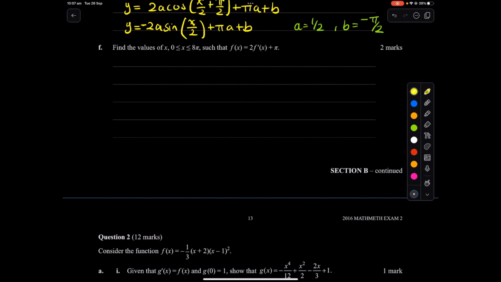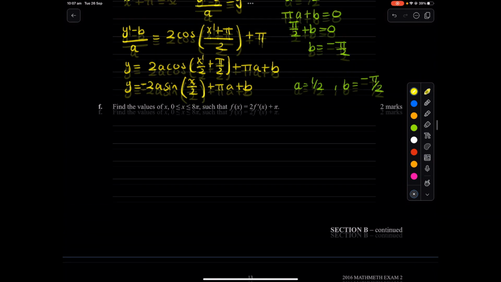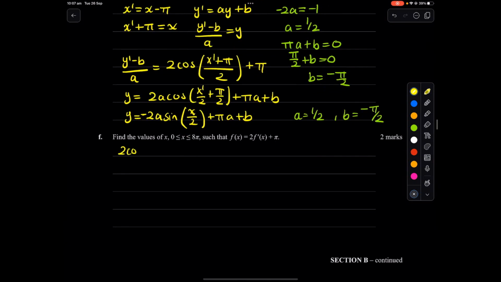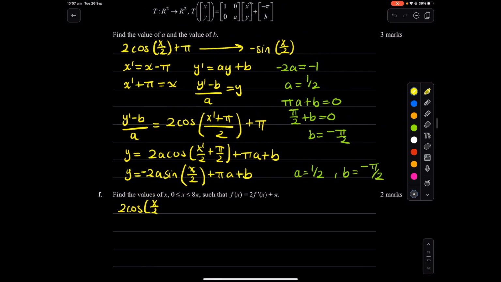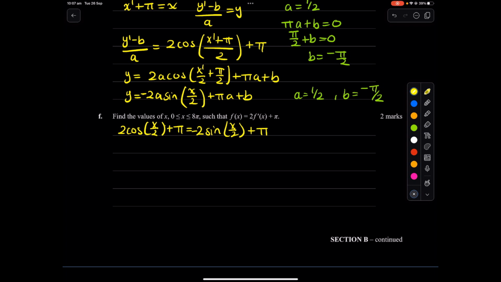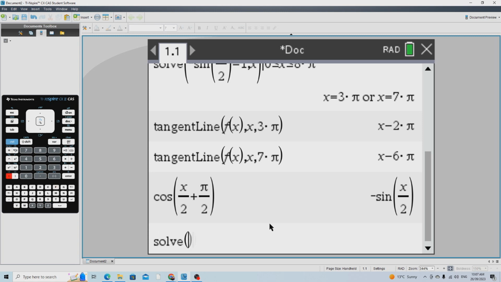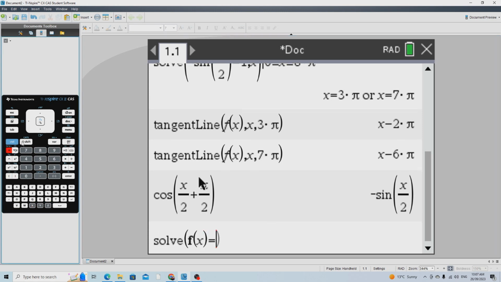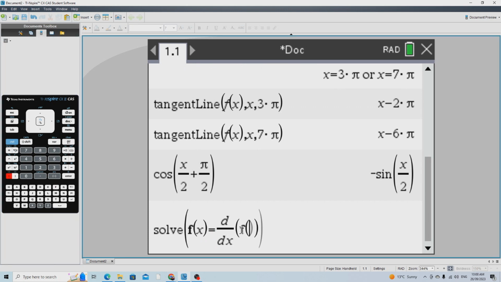Find the values of x from this such that f of x is that. Let's write the equation. We want f of x, which is 2 cos x over 2 plus pi, equals 2 times negative sine x over 2 plus pi. Now I'm just going to use my calculator to solve this. So x is equal to what? We want to solve where f of x is equal to f dash of x.